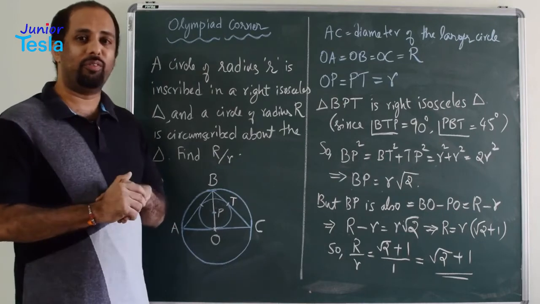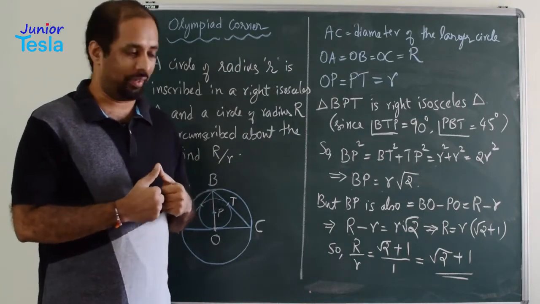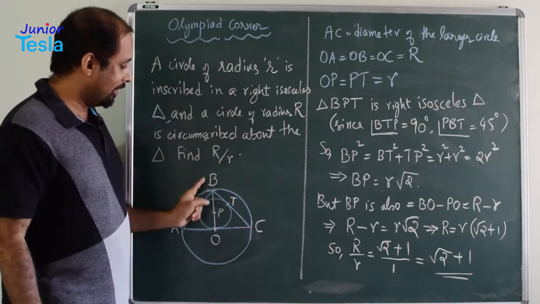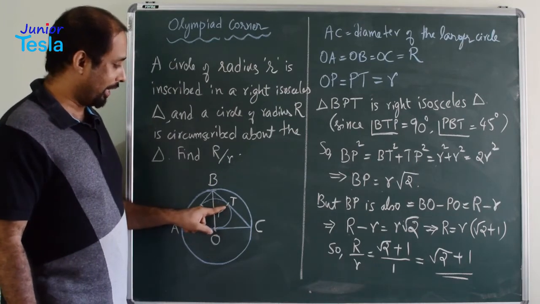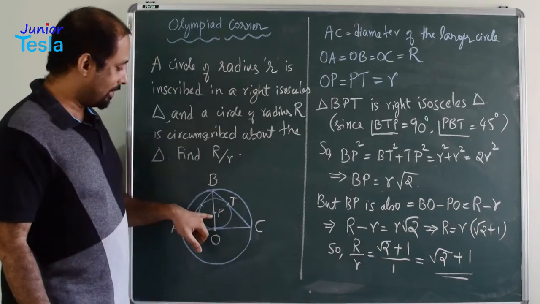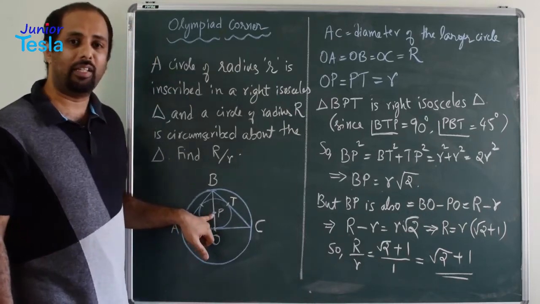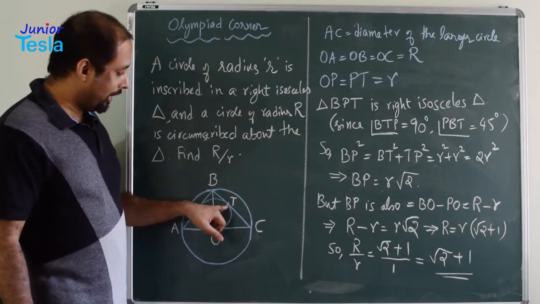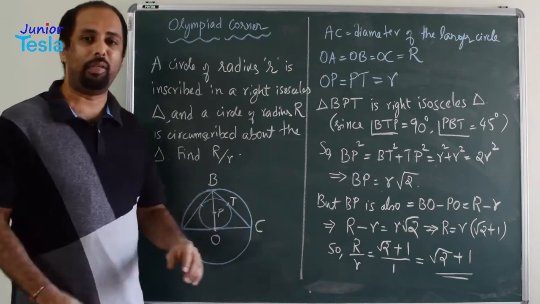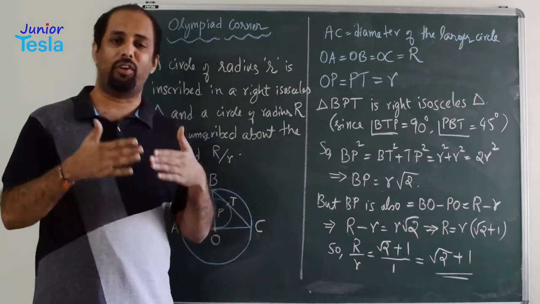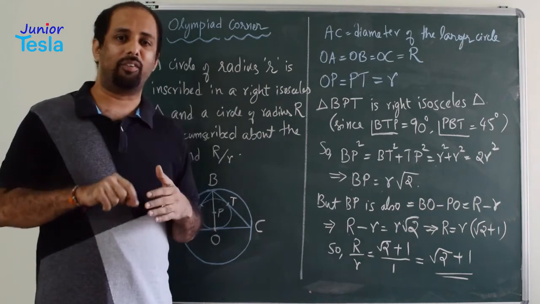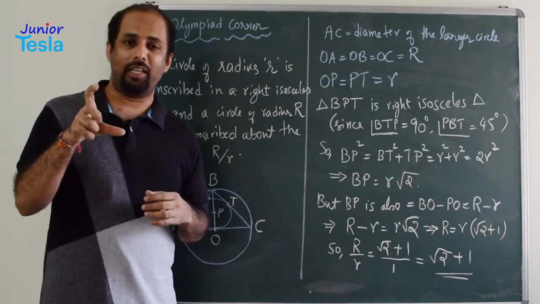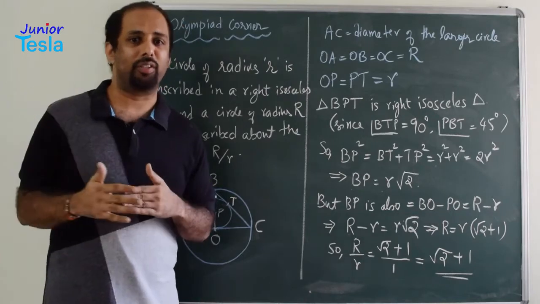Then what can we do? We can extract some more information. See, BC is the tangent for the smaller circle, right? Now T is the point of contact. Now that is connected to the center of the smaller circle, that is at P. So PT will be perpendicular to BC. We know that if you have drawn a tangent to the circle and connected the point of contact to the center of the circle, that particular line will always be perpendicular to the tangent.